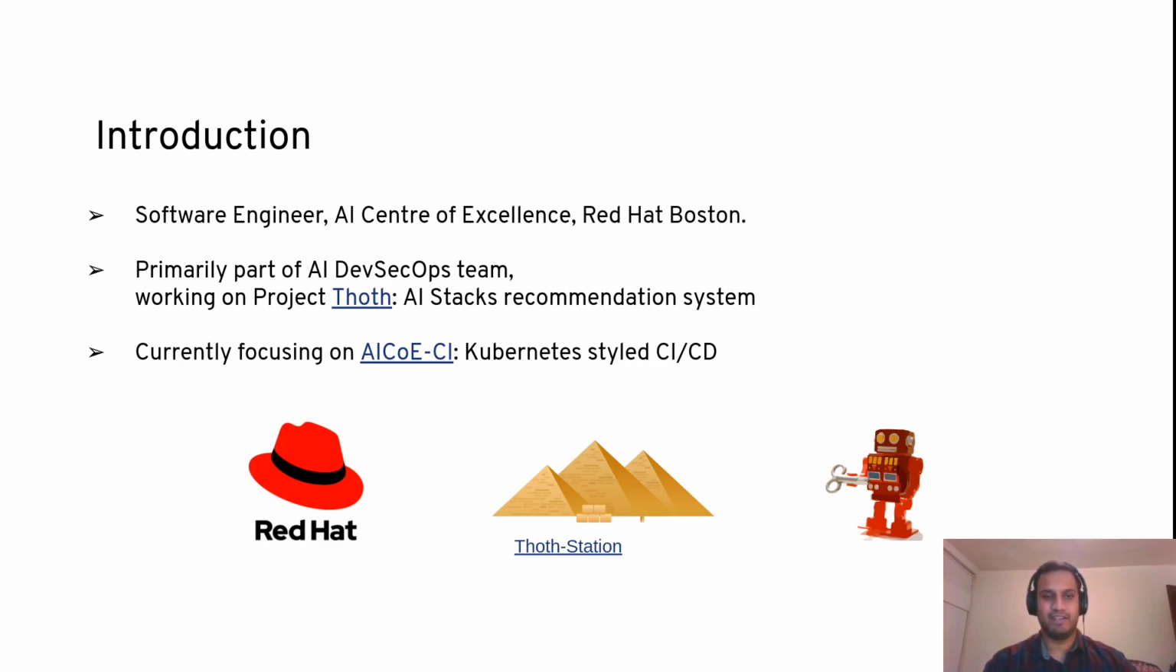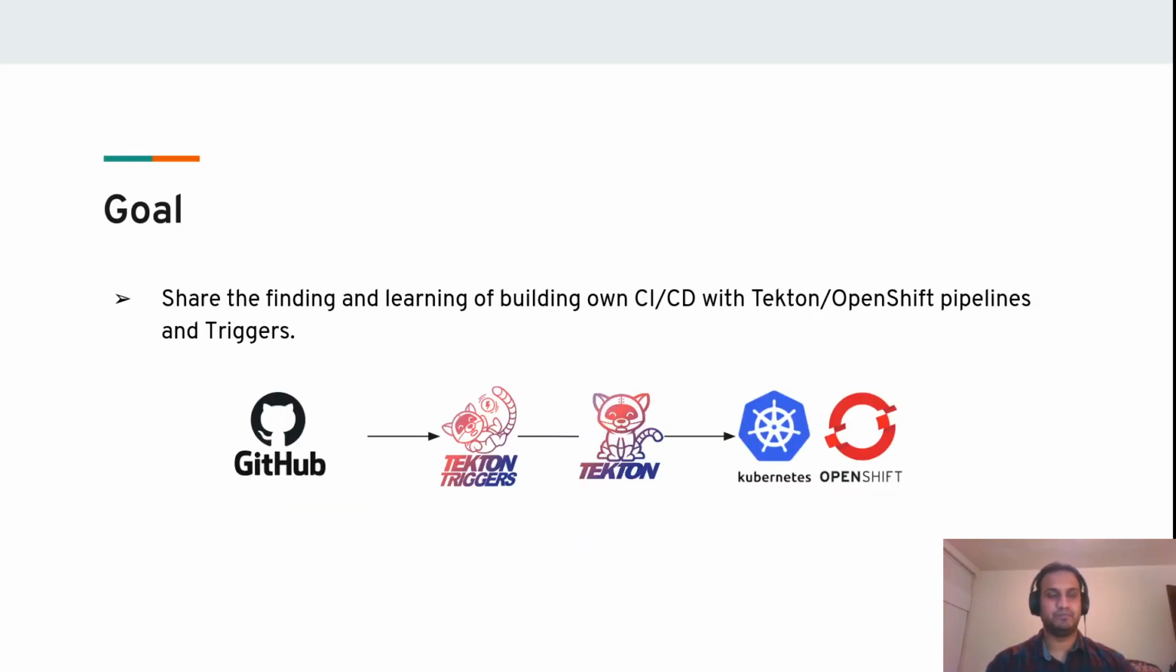I'm currently focusing on the AI CI. That's a Kubernetes style CI/CD, which this whole talk is based upon. I'll be talking more about how we designed and implemented it, and also showing a demo of that. So without any further ado, let's jump right into it. The goal for this talk is to share my findings and learnings when I started to build this CI/CD tool with Tekton pipelines and triggers.